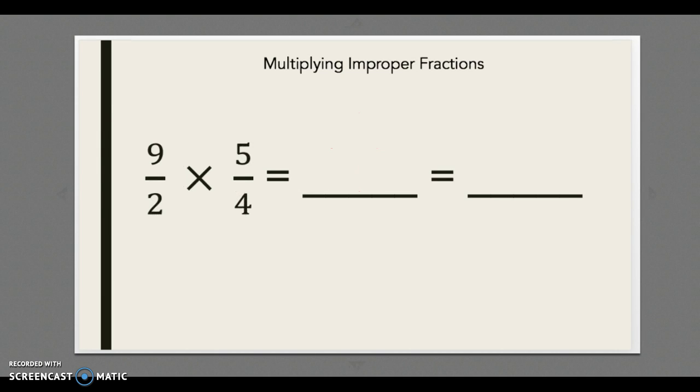When multiplying improper fractions, you're still going to multiply the numerators and you're still going to multiply the denominators. 9 times 5 gives me 45. And 2 times 4 gives me 8. Now I'm going to convert my improper fraction to a mixed fraction, going back to the videos that I talked about with converting fractions.